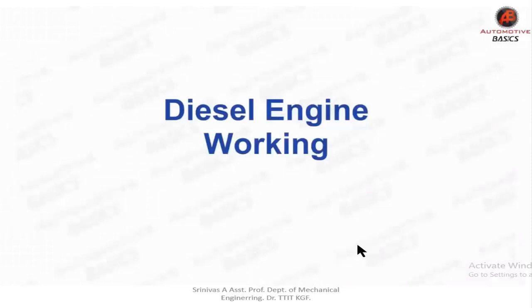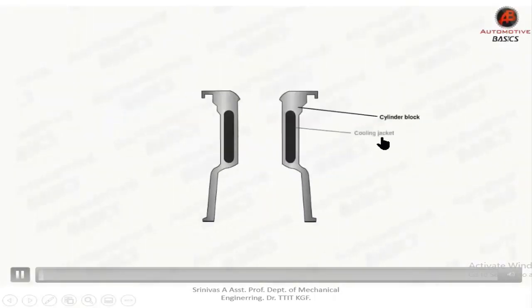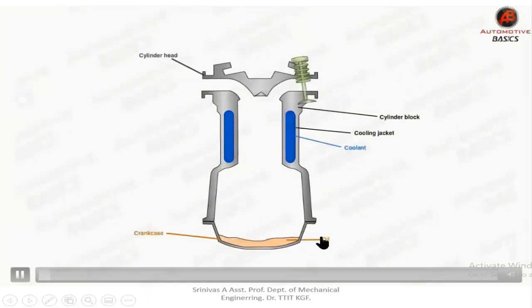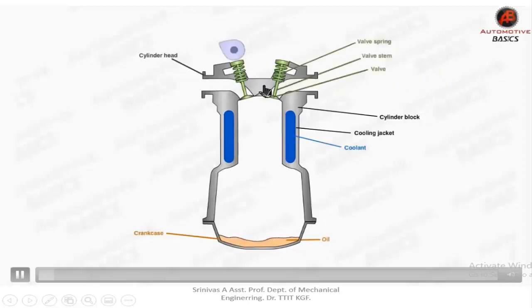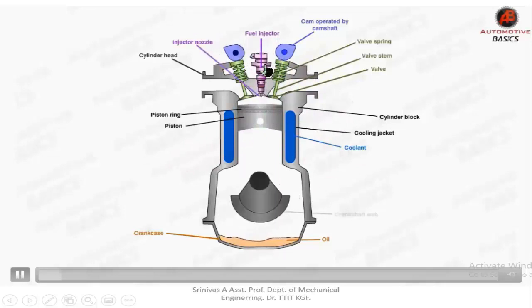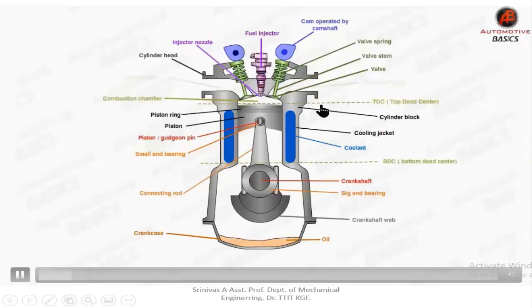Before going to the working, we will discuss some of the parts. What are the parts there? Mainly the crank, cylinder block, the coolant jacket and coolant, and the oil in the crankcase. Inlet and exhaust valves, inlet and exhaust ports, the piston, the fuel injector, the crankshaft, connecting rod, piston rings, and the combustion chamber, that is the clearance volume. Like this, many parts are there. These are the common parts of the IC engine.